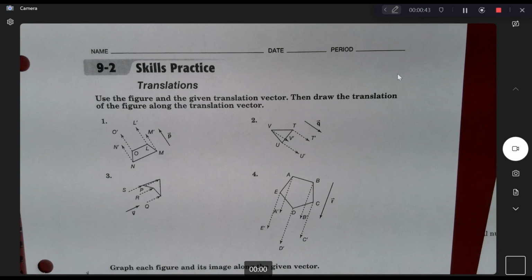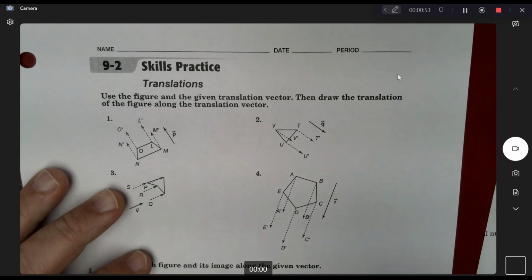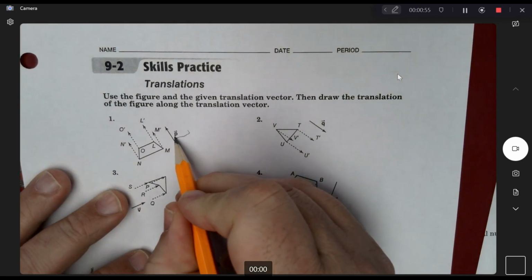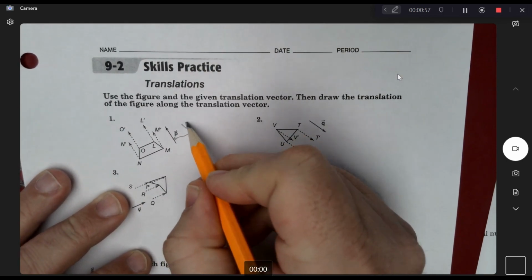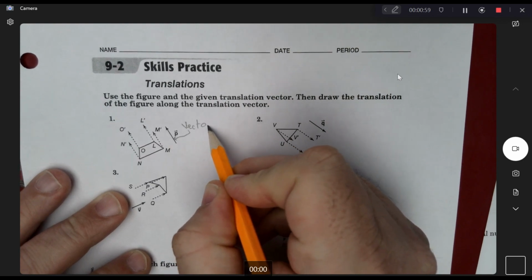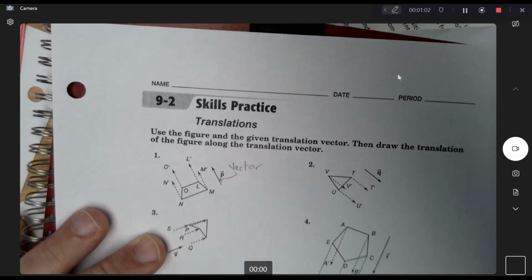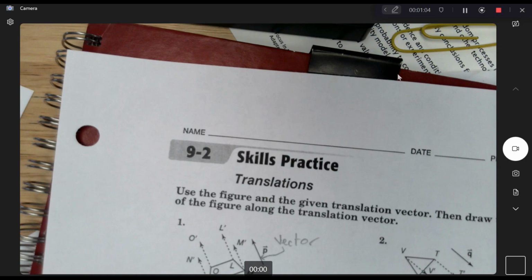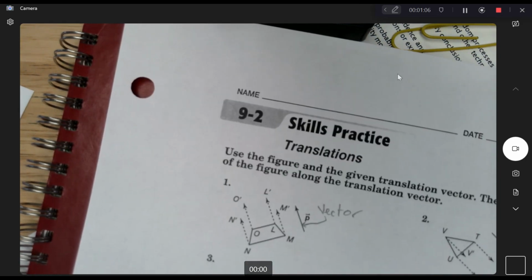And so people in geometry have created this thing called the vector. The vector doesn't have a location, so it is such an unusual geometric object. This is called a vector right here. I'm going to try to zoom in a little bit more on this vector thing.